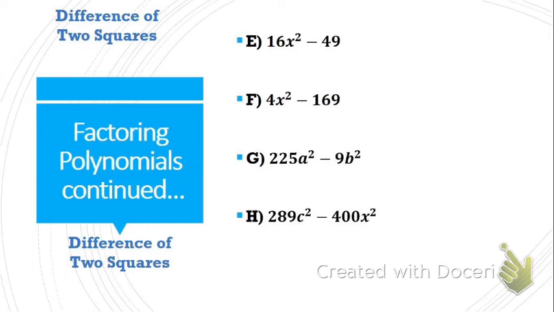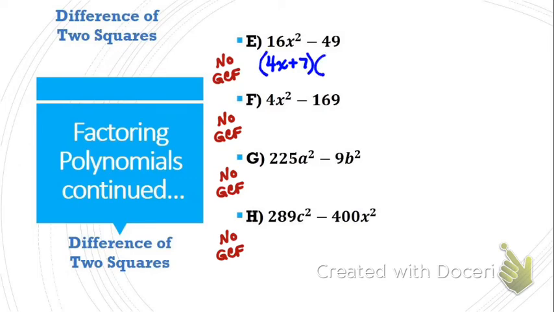Do we have a GCF on any of these? No. We have some very large numbers, I haven't looked at them, but we do not have GCFs on these. How is my first one going to factor? 4x plus 7, 4x minus 7. Yes. What about F? 2x minus 13, and then 2x plus 13.